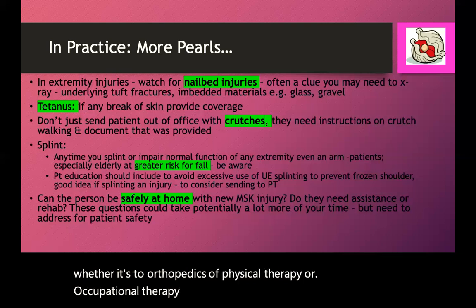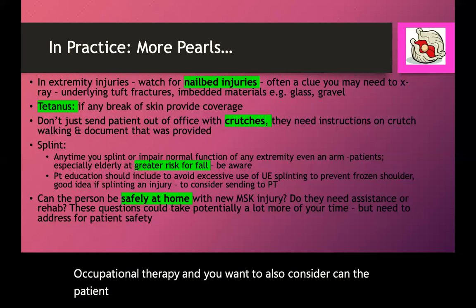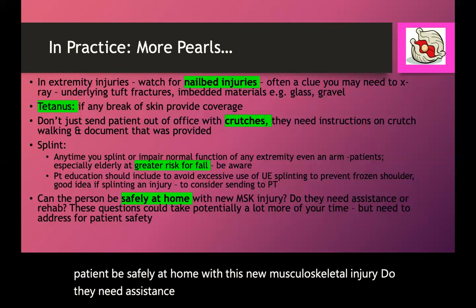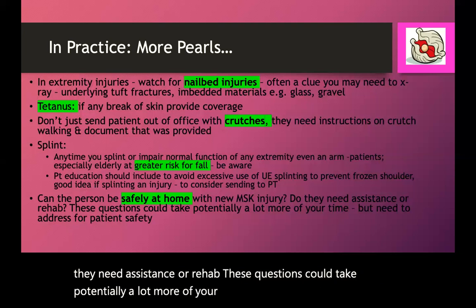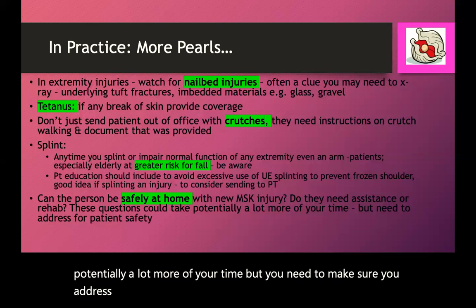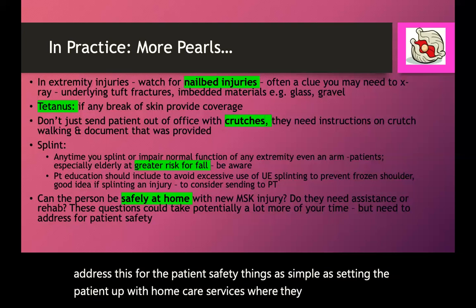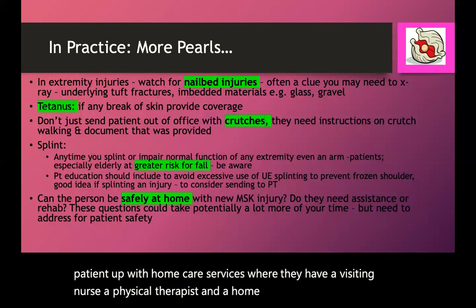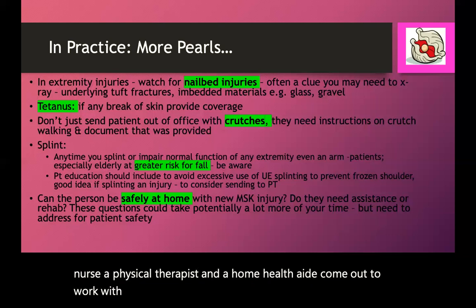You also want to consider, can the patient be safely at home with this new musculoskeletal injury? Do they need assistance or rehab? These questions could potentially take a lot more of your time, but you need to make sure you address this for the patient's safety. Things as simple as setting the patient up with home care services, where a visiting nurse, a physical therapist, and a home health aide come out to work with them, could really benefit this patient and prevent any further injuries.